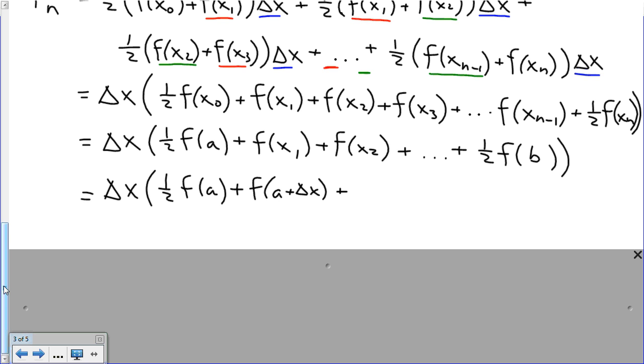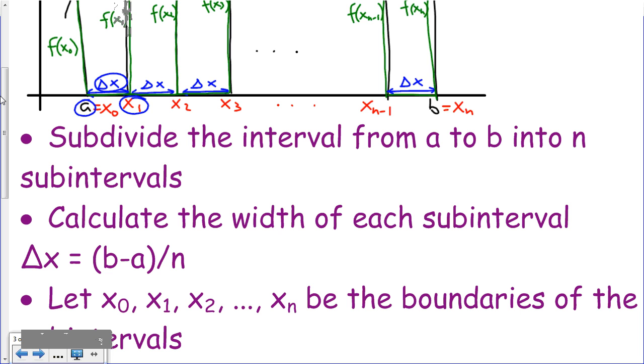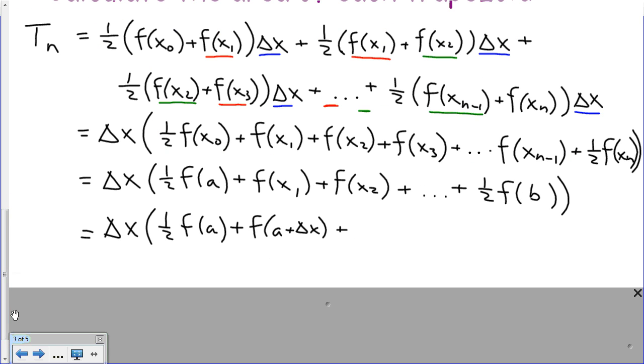And x sub 2, again, starting at a, if I were to start at a, I'll draw this in a different color here so you can see it a little bit better. If I were to start at a and add on delta x and another delta x, I would end up at x sub 2. So another name for x sub 2 is a plus 2 delta x. So I'm going to write it that way, f of a plus 2 delta x. And so forth, all the way up to 1/2 of f of b.